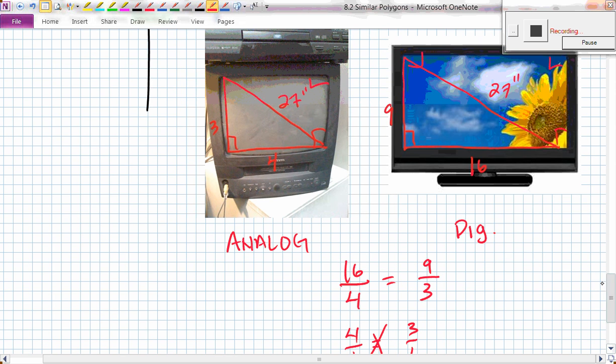No, these TVs are not similar because they do not have the same ratio in proportions, right? Most TVs nowadays have a 16 to 9 aspect ratio, whereas older TVs, such as the one on the left, used to have a 4 to 3 aspect ratio, so they're not similar. Okay.